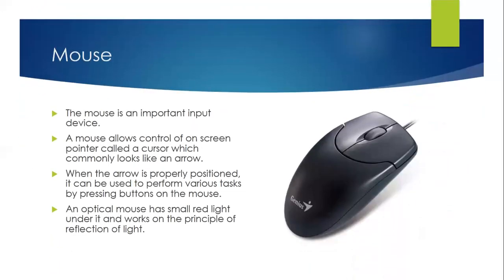Then comes mouse. The mouse is an important input device. The mouse allows control of a screen pointer called a cursor, which commonly looks like an arrow. The cursor is also sometimes called the pointer. When the arrow is positioned on a certain window or on certain software, with the help of the mouse we can do certain tasks like right click and left click with the help of the buttons, or use the middle mouse button to scroll through pages. And the optical mouse has a red light under it which works on the principle of reflection, as you have studied in physics.